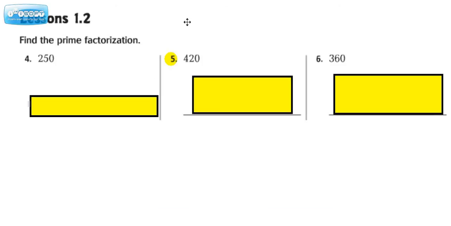They give you 420, so step 1, if you're using a factor tree to do this, is to write the number down and put some branches underneath. So I'm going to do that, and I'm going to put a branch. Make sure you leave plenty of room.